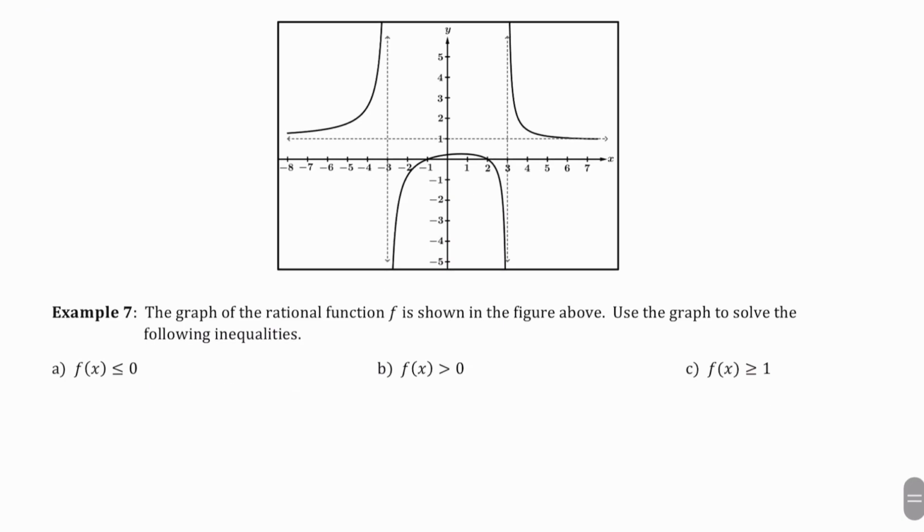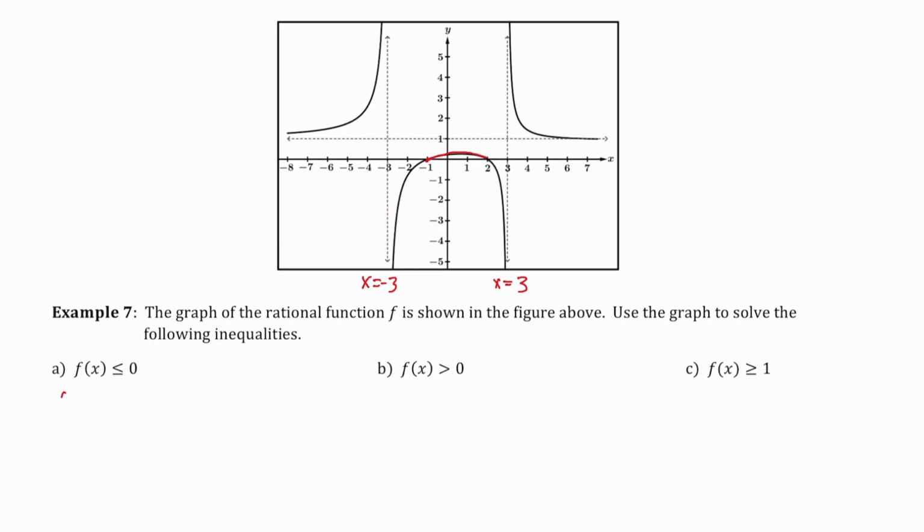And our last example is a graph we have here. The graph of the rational function f is shown in the figure above. Use the graph to solve the following inequalities. Okay, so we want to figure out what is less than or equal to 0. So less than or equal to 0 is going to be down here. Let's write these vertical asymptotes. That's -3. And this right here is 3, so we're not going to include those values. And this right here goes above 0, so we have to split this interval into this and this.